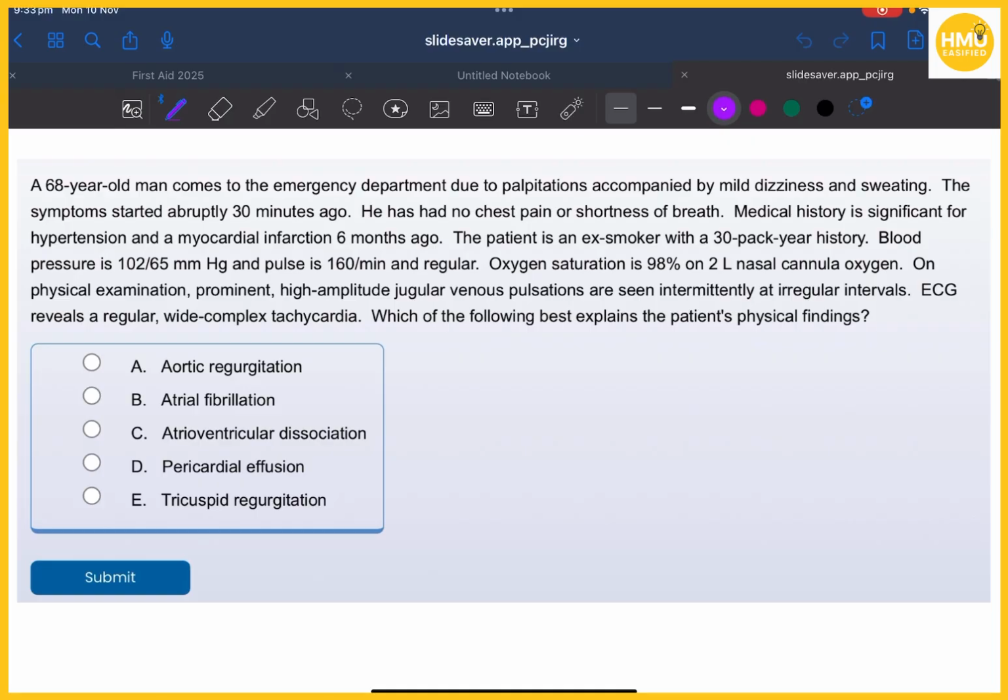So let's get started. We have a 68-year-old man, already a very old age, who comes with palpitations, mild dizziness and sweating. So obviously the chief complaint is palpitations. Symptoms started 30 minutes ago, and he has no chest pain or shortness of breath.